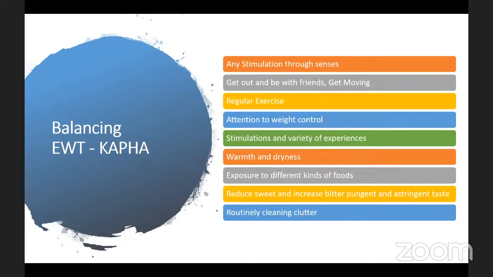How to balance kapha disturbance? So stimulation through senses is very important. Unlike pitta people, who should not take a lot of stimulation, kapha people need a lot of stimulation through different senses. They should get out. They should not get stuck in their own room. They should be with friends. They should get moving. They should do a lot of exercise. They should pay attention to weight control. They should experience various stimulations, variety of experiences.